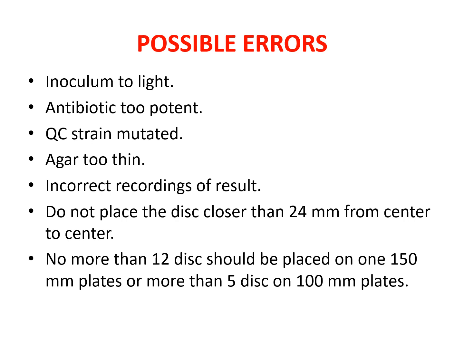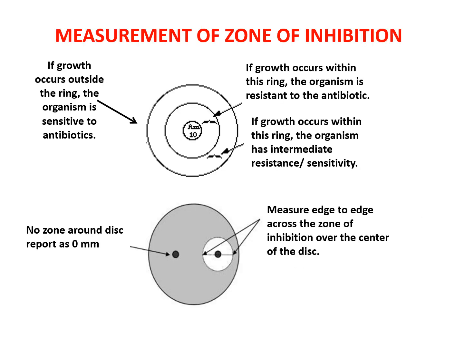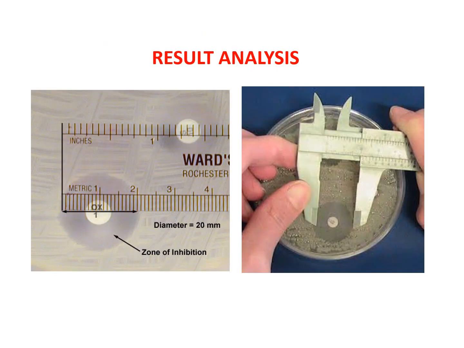Do not place the discs closer than 24 mm from center to center. No more than 12 discs should be placed on 150 mm plates, or more than 5 discs on 100 mm plates. So measurement of the zone of inhibition you can observe here. If growth occurs outside the ring, the organism is sensitive to the antibiotic. If growth occurs within this ring, the organism is resistant to the antibiotic. If growth occurs within this ring, the organism has intermediate resistance or sensitivity. You can observe how we are measuring. These are the ways to measure the zone of inhibition.